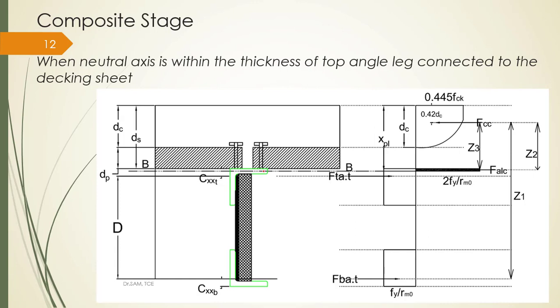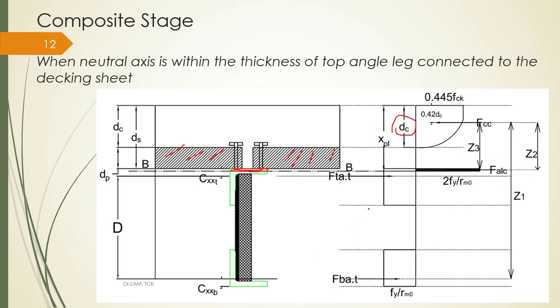So within this leg thickness. If this is the case, the total concrete is under compression, but we always eliminate the compressive concrete in the decking sheet. In the load, this is to be taken as a reserve strength. Therefore, you take the stress block of concrete alone, only the concrete capacity, and some portion of the steel here is under compression.